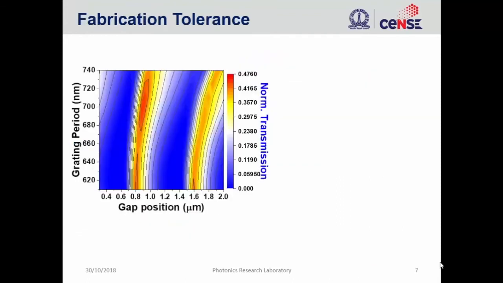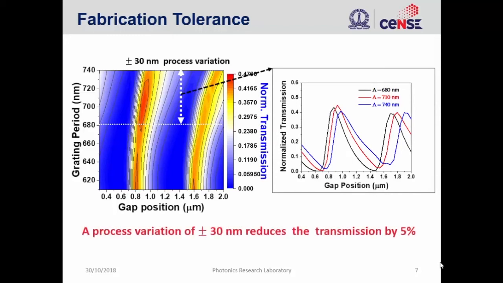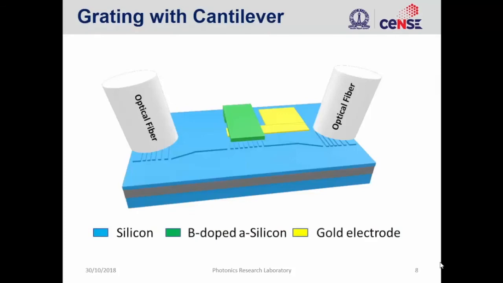So we went on doing some simulations where we varied the grating period. We optimized the grating period so that the maximum transmission is achieved at a 710 nanometer grating period. For a change of 13 nanometers plus or minus, we see that the transmission drops only by 5%. And if we look at the left slope, which is the sensitivity, the sensitivity more or less remains the same.